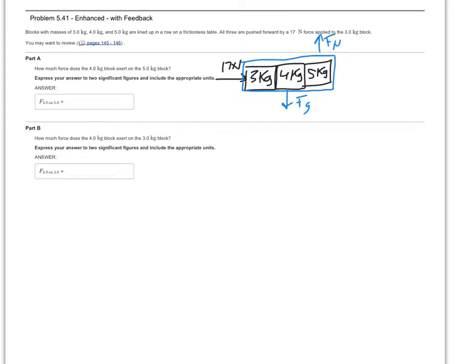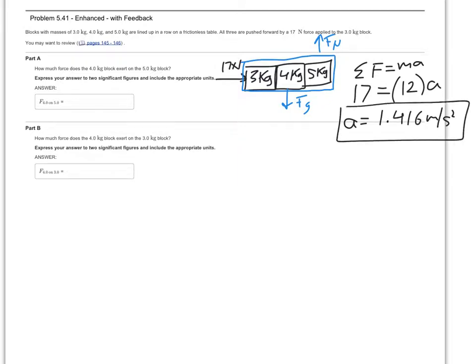So what I'm going to do is say sum of the forces equals ma, and in this case, like I said, we are treating it as a system, so it's just that 17 Newton force equals the total mass of the system, 3 plus 4 plus 5, or 12 kilograms, times my acceleration. So I end up getting an acceleration here of 17 over 12, or 1.416 meters per second squared. Now that I have that acceleration, I can start thinking about the forces that exist on individual objects.